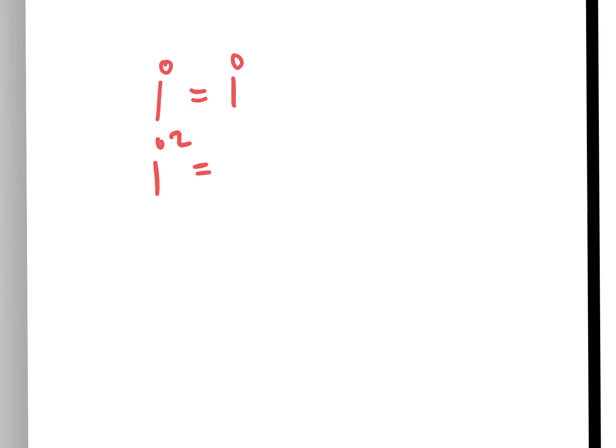i squared is really, what is i really? Where does i come from? From the square root of negative 1, right? i comes from the square root of negative 1. So if I have i squared, what I really have is the square root of negative 1, squared. And we know that if you square a square root, it cancels. So what's your answer there? Negative 1. Does that make sense?